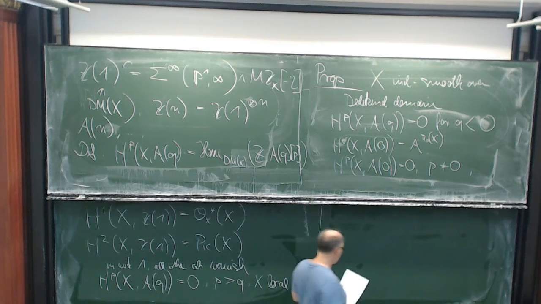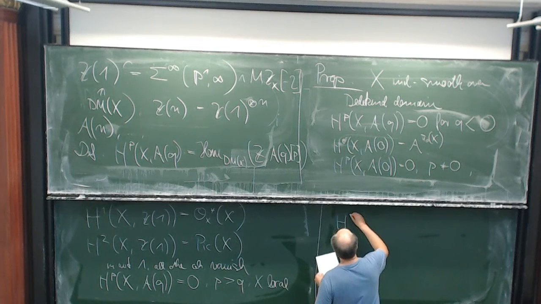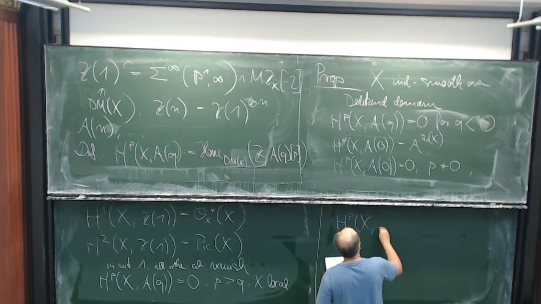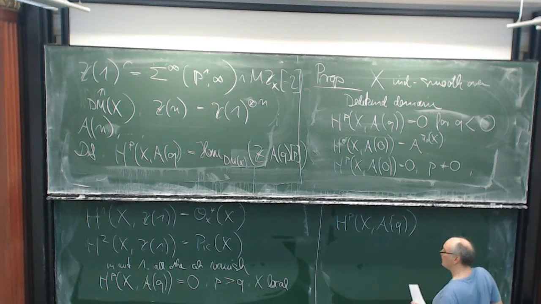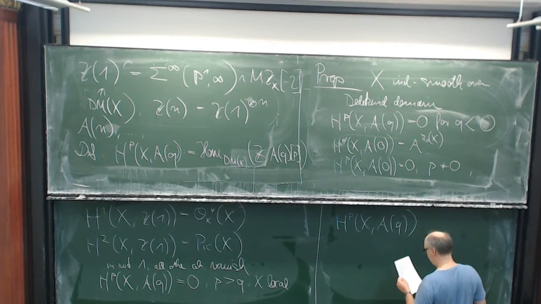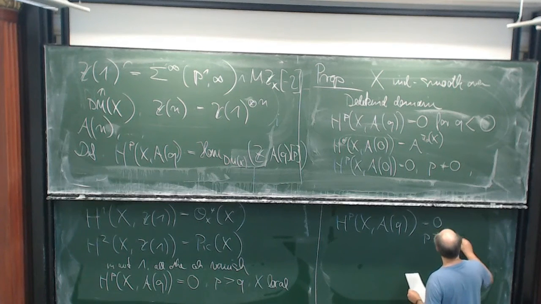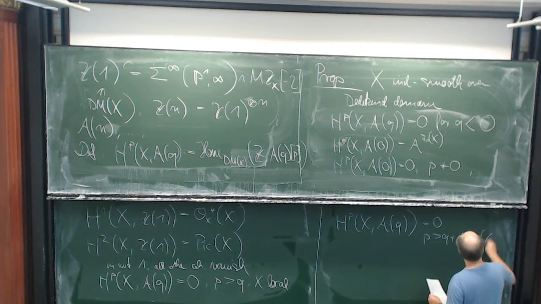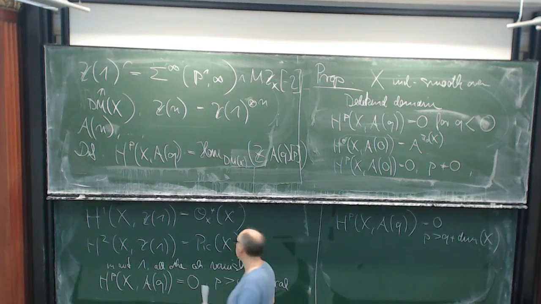And this property has the consequence that in general, if you have a non-local scheme, then we are vanishing at least if you go up the dimension. So for p greater than q plus dimension X.